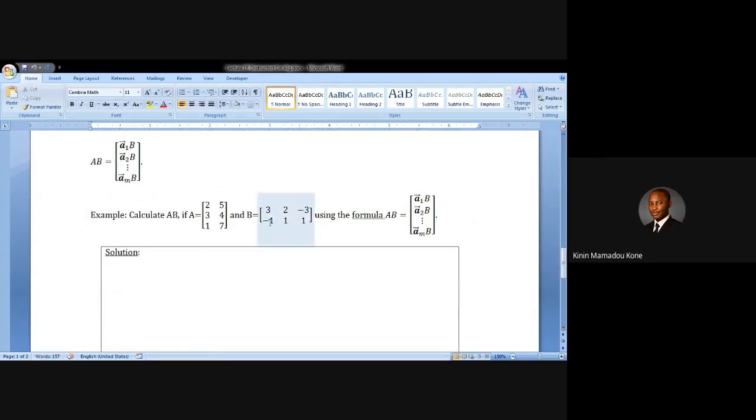You have a matrix A times B. Now you have A equaling this matrix and B equaling this matrix. Now you want to calculate AB using this formula. There are many ways you can partition B if you want to, but now we want to partition A by rows. So we can use this formula. Let's try to solve this one.